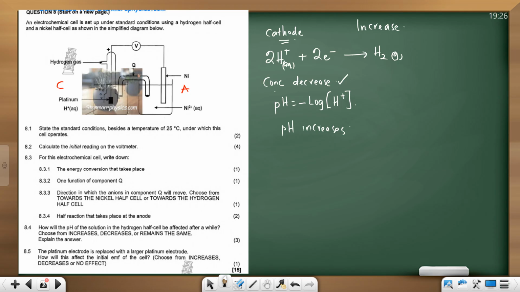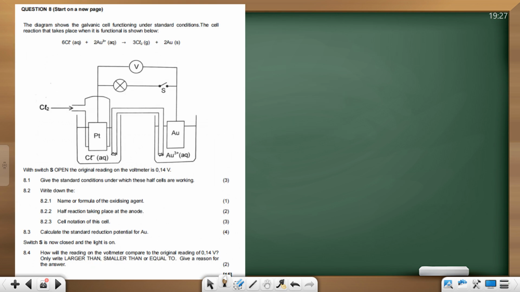What's going to happen? It will have an effect on the EMF because we have more electrons now. If more electrons are present at the cathode, the EMF will increase. Once whatever happens at the cathode increases, the EMF will increase. Okay.